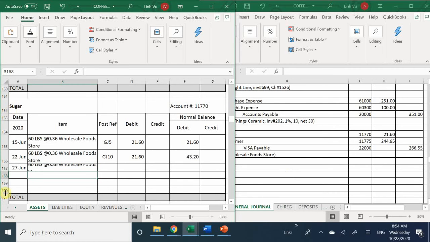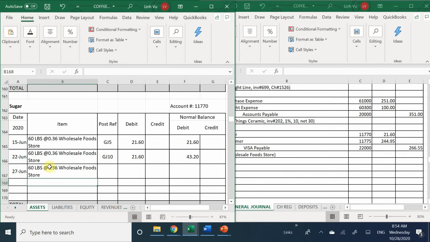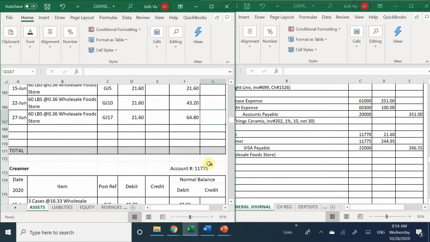All right, so let me expand this. General Journal 17. All right, for how much? For 21.60, bringing our grand total to be $64.80. Good. Then we go to our creamer.